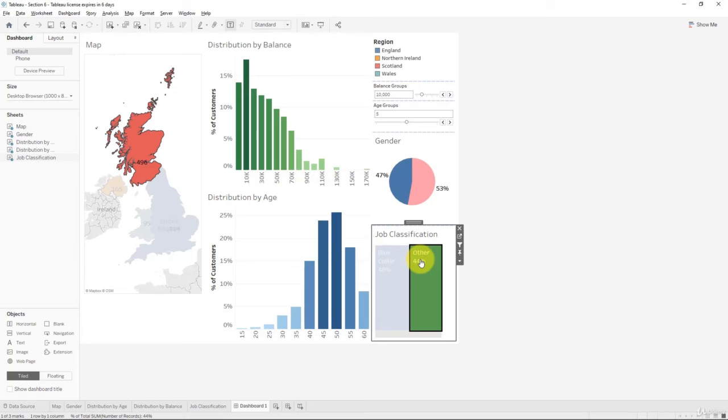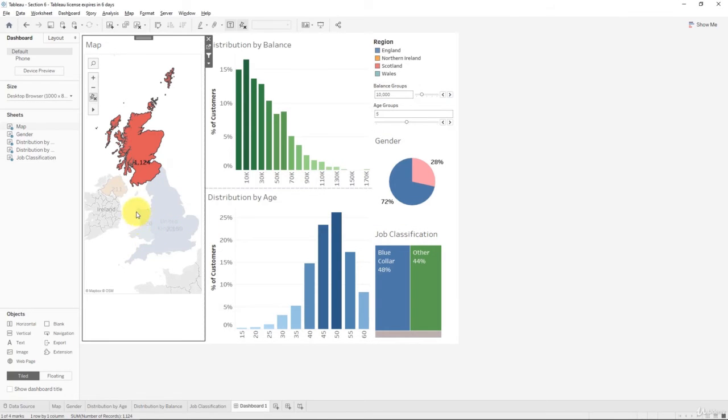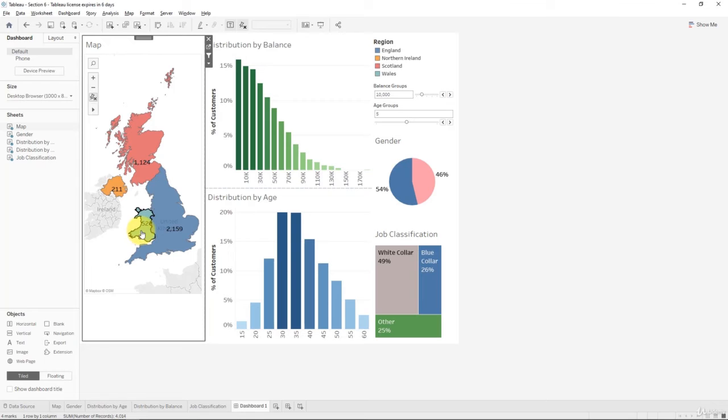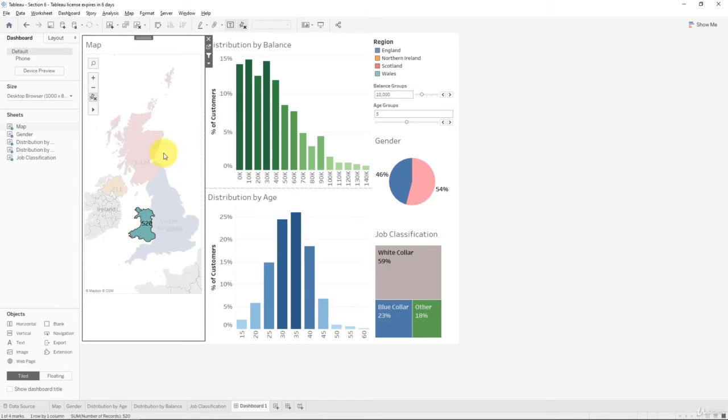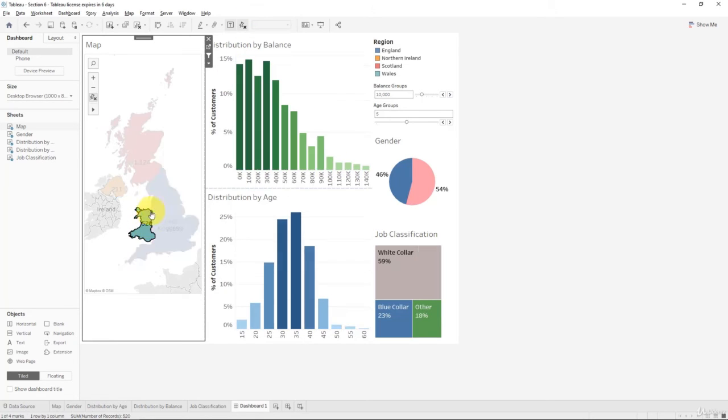So that's what we'll be focusing on in Scotland in our storyline. Let's move on to Wales. What can we see in Wales? Well, the first thing that jumps into attention is the balance. If you look at the overall distribution of balance, it gradually falls off. In Wales, it's stagnant for a bit.